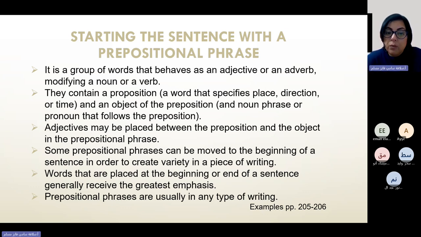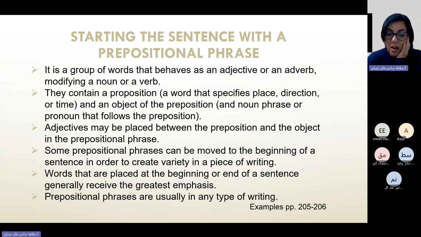Adjectives may be placed between the preposition and the object in the prepositional phrase. Okay? We can use adjectives in a prepositional phrase, and they come between the preposition and the object of the prepositional phrase. Some prepositional phrases can be moved to the beginning of a sentence in order to create variety in a piece of writing. Words that are placed at the beginning or end of a sentence generally receive the greatest emphasis. Okay?